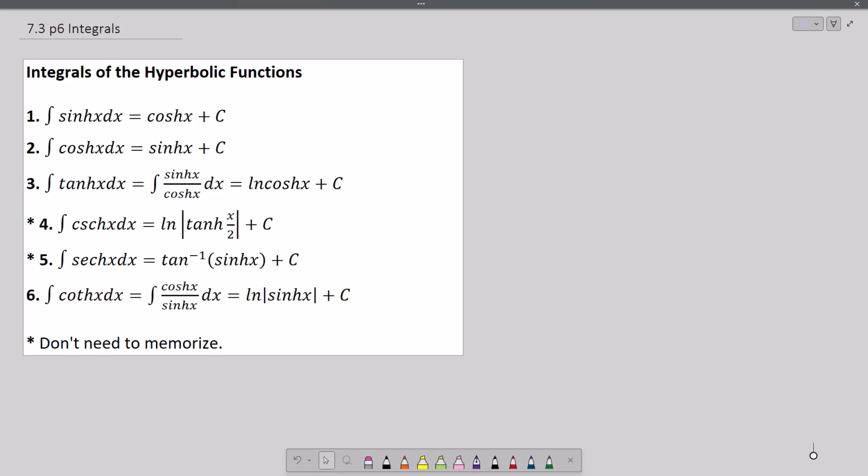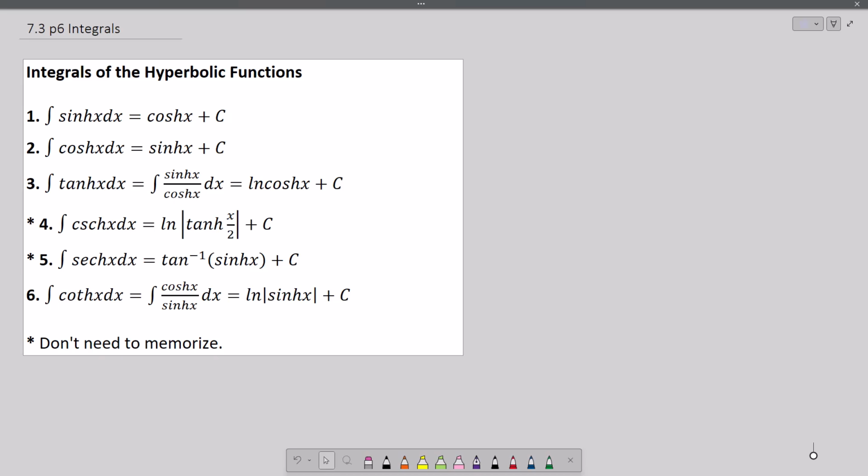Cosh is a hanging cable. It's always positive, right? It's up above the x-axis. So we don't actually need the absolute value bars there. When we look down here at coth, it's also in log form, right? Because sinh and cosh are each other's derivatives. Here we need the absolute values because that sinh function does pass down and get negative down in quadrant 3.